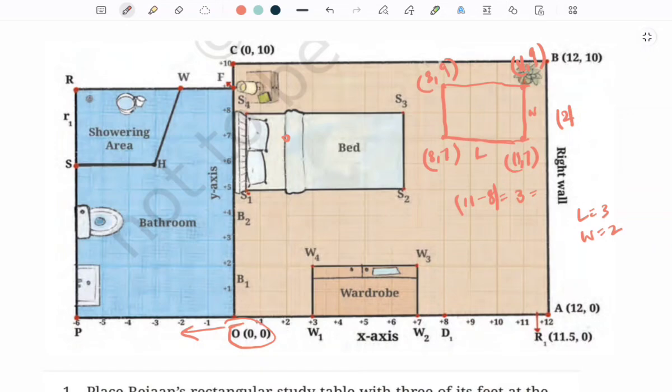If the bathroom door has a hinge at B1, which means the hinge is at B1, and opens into the bedroom, if it opens like this, will it hit the wardrobe? We have to check that. Suppose we imagine this door opens like this, somewhere B2, we do not know whether this will be here or here. So what is the length from B1 to B2? It's 1, 2, 3.